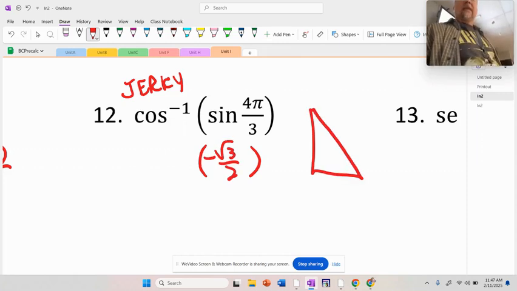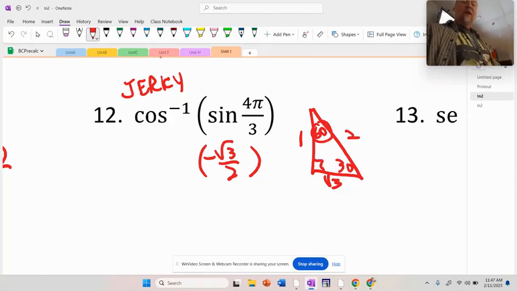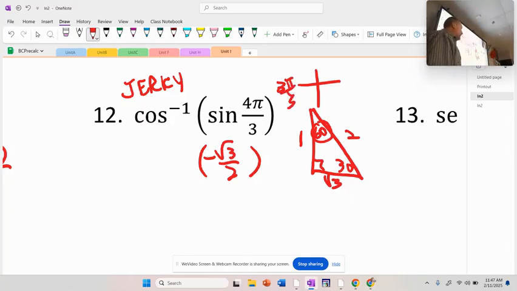Remember I told you about your escape? You've got to have something memorized. Side opposite 30 is 1. Side opposite 60 is root 3. Side opposite 90 is 2. And then for sine of 4 pi over 3, you've got to know that's a 60. Sine is root 3 over 2, and then knowing you're in quadrant 4. You've got to do something to survive if you don't have these memorized.